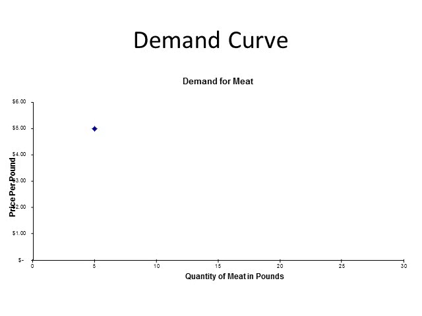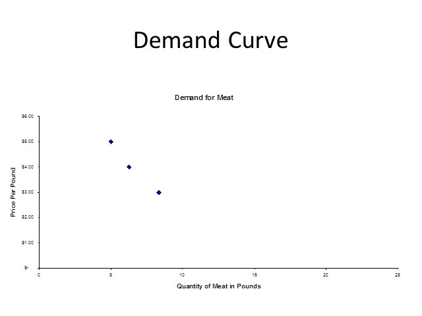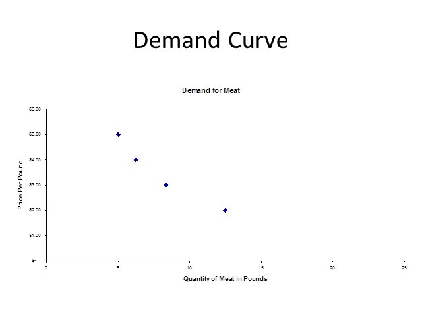So we put a point where those two numbers intersect. If the price is $4 a pound and the individual is able to demand 6 1/4 pounds of meat, we put a dot where those two numbers intersect. If the price per meat is $3 per pound, then the individual is able to demand 8 1/3 pounds of meat, and we'll put a dot where those two numbers intersect.